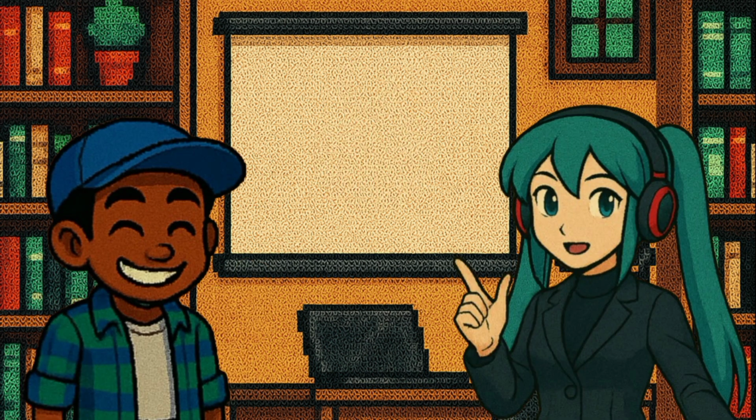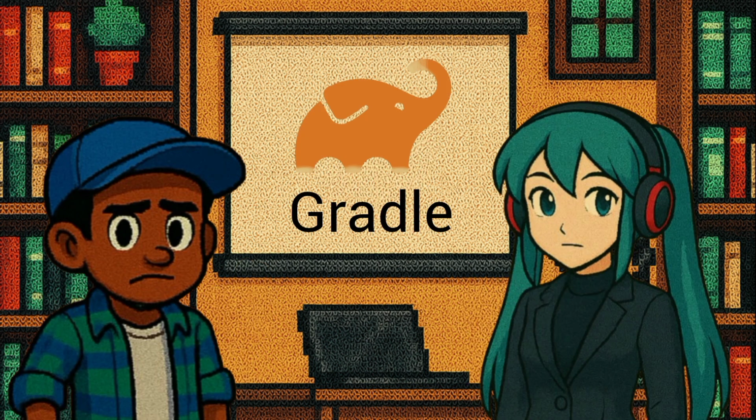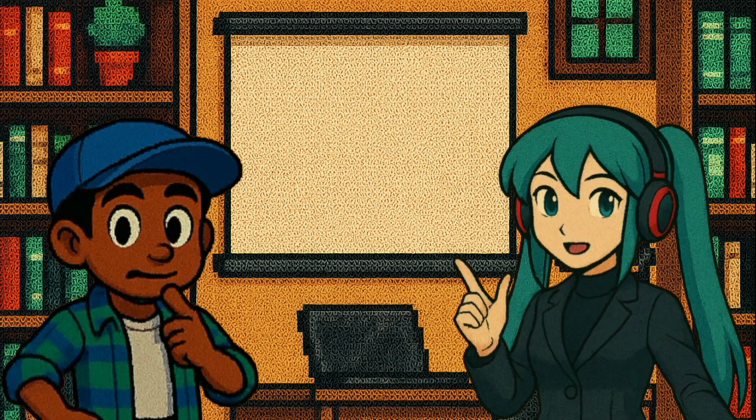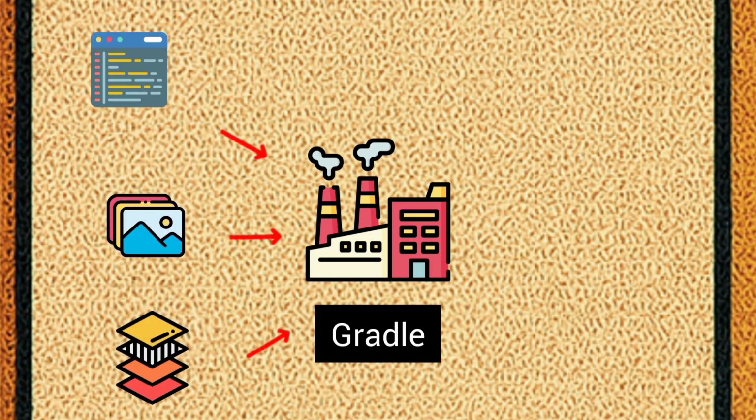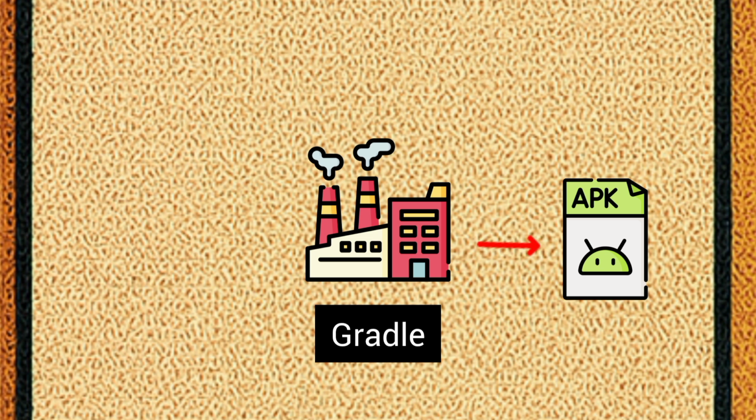Now let me introduce you to something called Gradle. This thing is probably the #1 reason for errors in Android development. Gradle is the build system used by Android Studio. Think of it like a factory. It takes your code, images, layouts, and turns them into a complete Android app you can install.